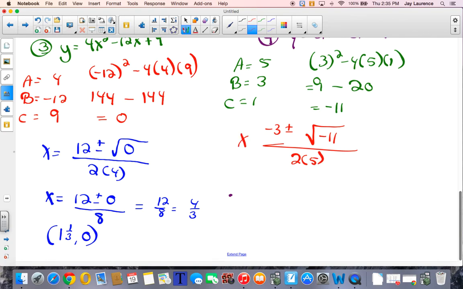But this part right here is an imaginary number. You can't take the square root of -11. So we don't have any more work to do. We're done for just this part of the problem. Now later on when we're graphing, we'll have more work to do. But for just finding the roots, this one doesn't have any. It does not cross the x-axis.